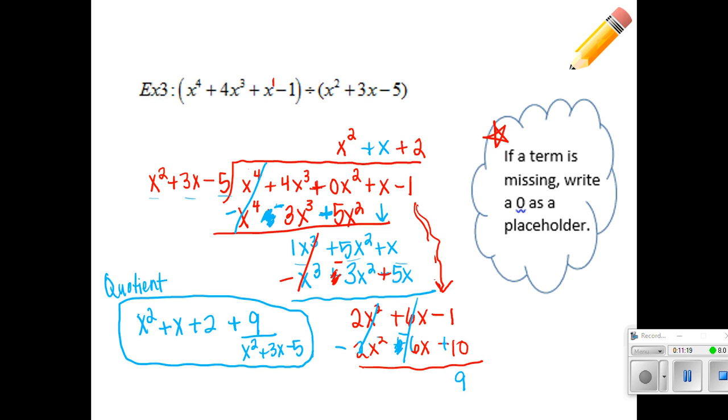All right, so when we have missing terms, we need to plug in 0 as a placeholder. Don't forget to do that, or your division will never work out.